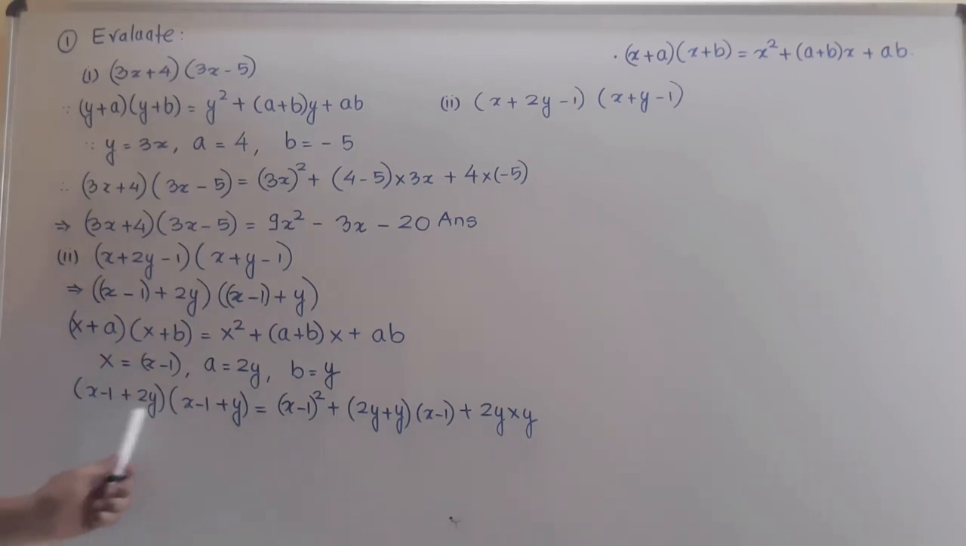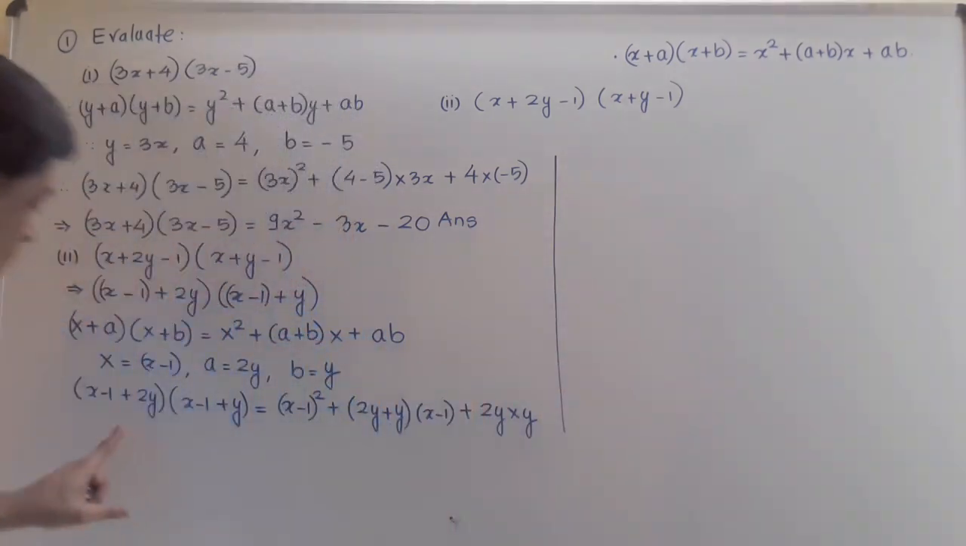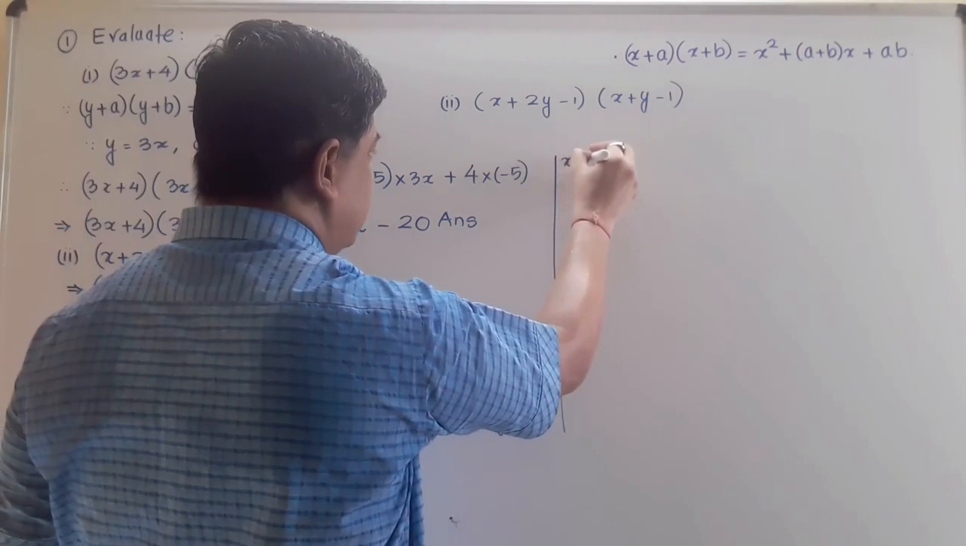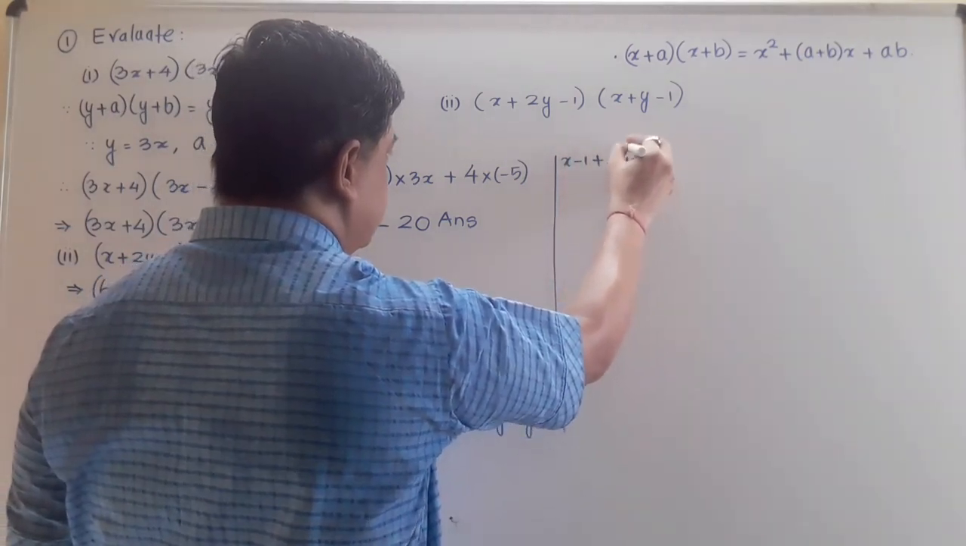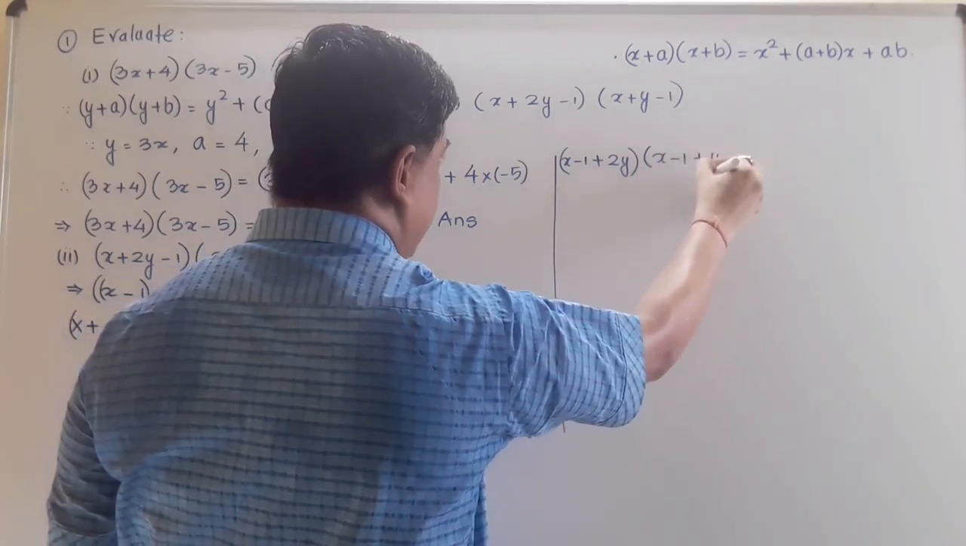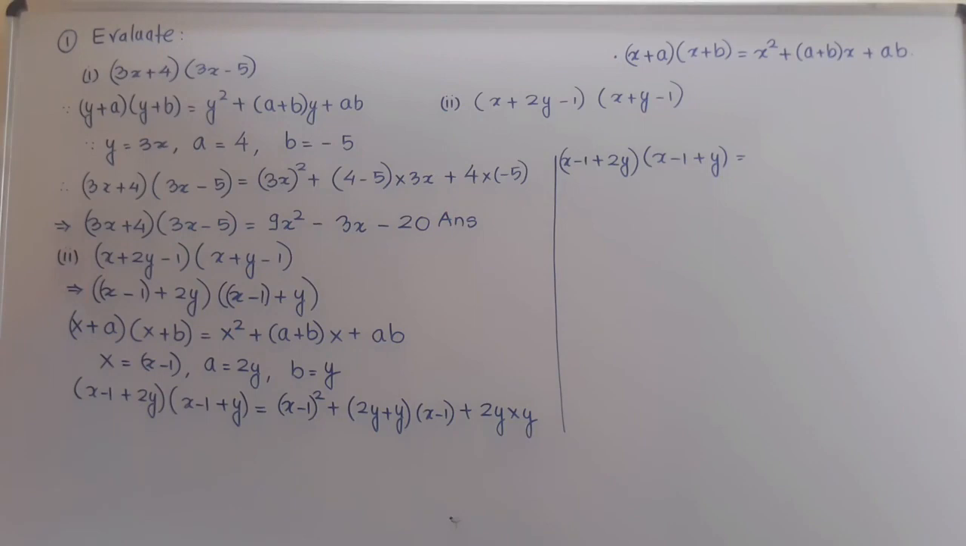Okay, now let us start the further part of the question. So now these two brackets I will copy as they are, and I will simplify the right hand side, because it is my question whose value I need to find out, and I will obtain it at the right hand side. So now let us see. These two brackets I am copying as they are first. So x minus 1 plus 2y, similarly x minus 1 plus y is equal to, now see, x minus 1 the whole square.